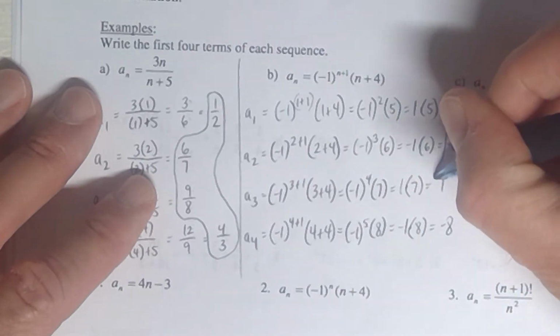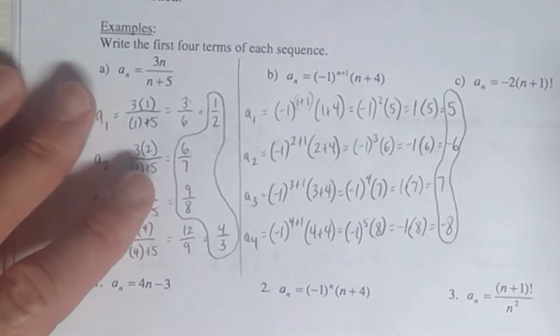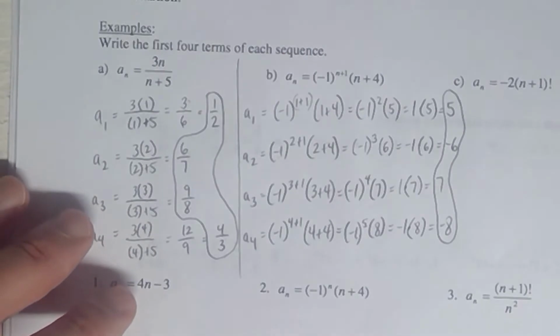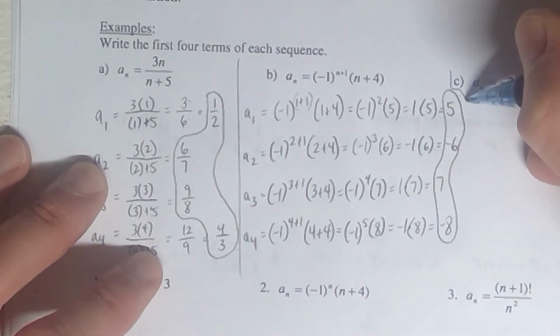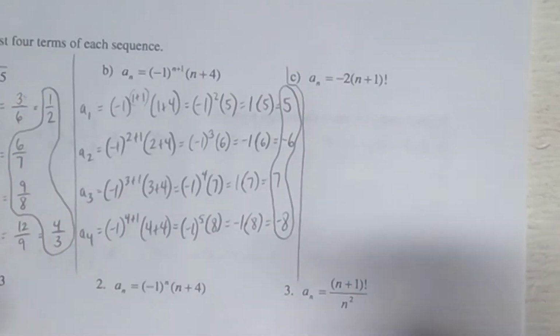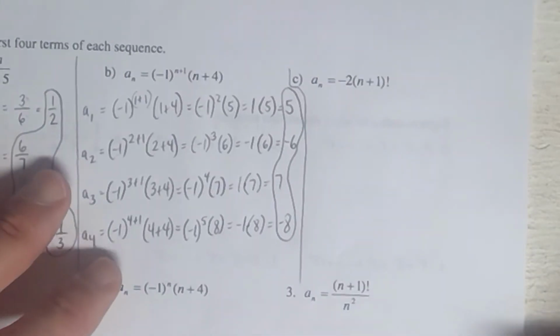So what do you think the next term would be if they asked us for that? It appears that it would be positive 9, and then after that negative 10, and then after that positive 11, and so on down the line. And it follows that pattern, as a sequence normally would.